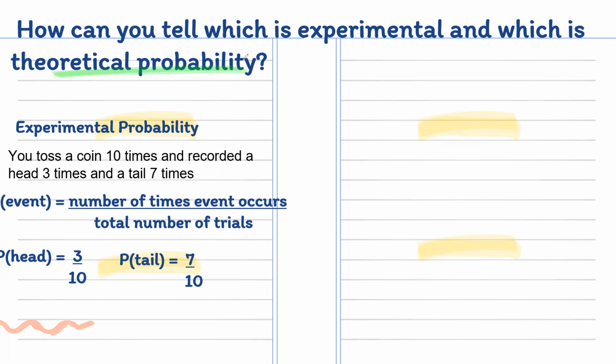So that is how we get the probability in the experimental probability. Next, we have the theoretical probability.